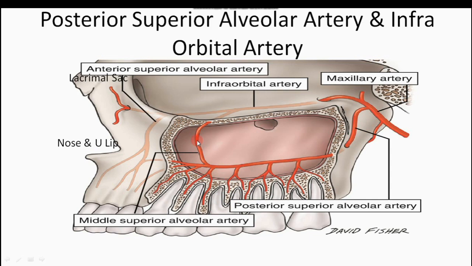It gives one branch, the middle superior alveolar artery, and further it continues ahead.